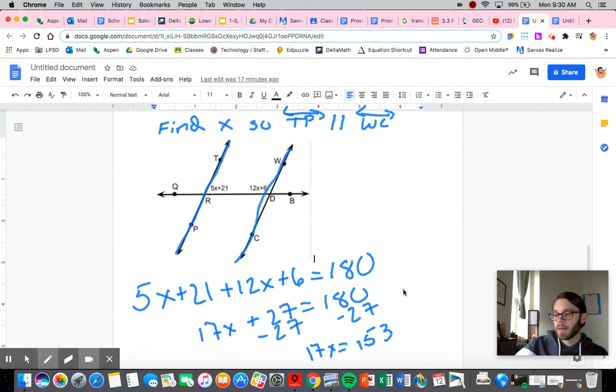Now, you would divide by 17 here. When you plug that into a calculator, or you could do it out, x would ultimately be 9. So for x equals 9, these two lines would be parallel. If x was not 9, they would not be parallel because the two same side interior angles would not be supplementary.